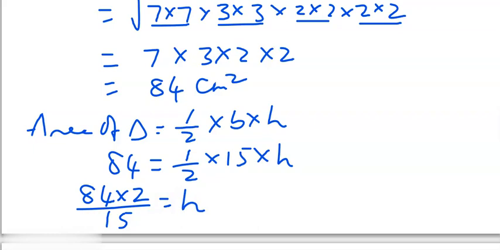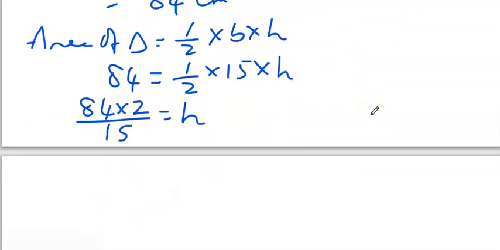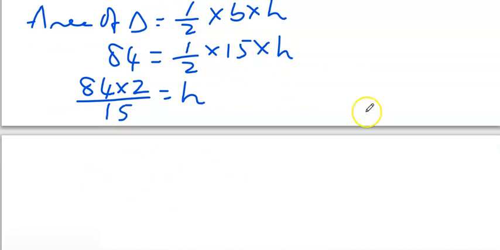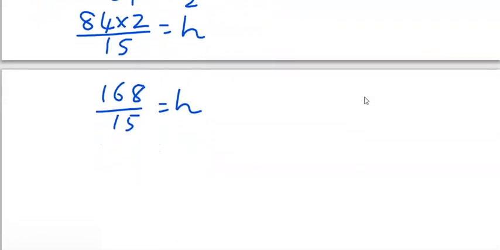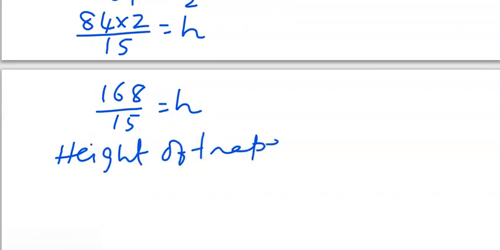Now this is equal to 84 into 2, 168 by 15, which is equal to h. So now you can keep it as it is. This 168 by 15 is the height for the trapezium also. Actually this is the height of a triangle. In this figure, the height of the triangle and the height of the trapezium are the same. So the height of the trapezium you can take as the same thing. Height of trapezium is equal to 168 by 15 centimeters.